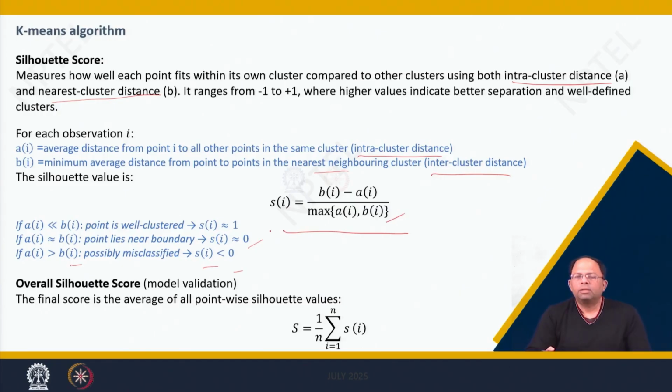The overall Silhouette score actually has to be calculated for model validation, and this final score is the average of all point-wise Silhouette values. That means we measure for one point, and then we take a summation over all points, that is, i equal to 1 to n, of S_i, multiplied by 1 by n. So we calculate the Silhouette score for every point, and then we divide it by n.